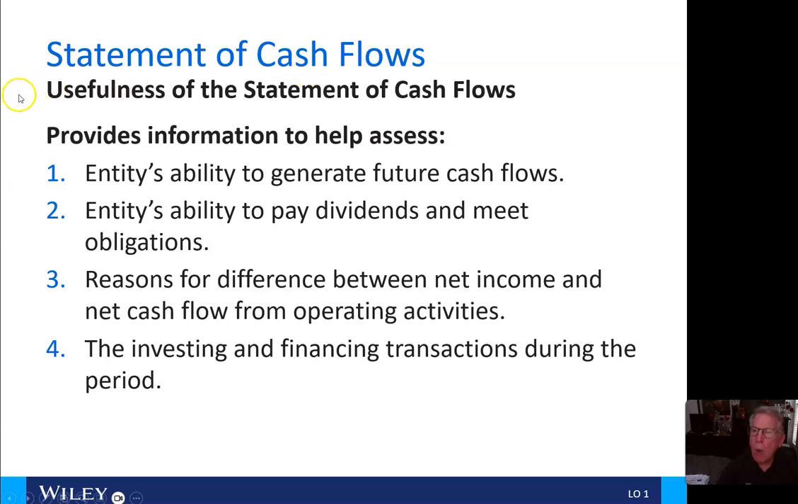We're going to look at how we use the statement of cash flows here in providing information that helps us assess, one, the entity's ability to generate future cash flows. Number two, the entity's ability to pay dividends and meet obligations. Number three, the reasons for any differences between net income and net cash flow from operating activities. And number four, the investing and financing transactions during the period.